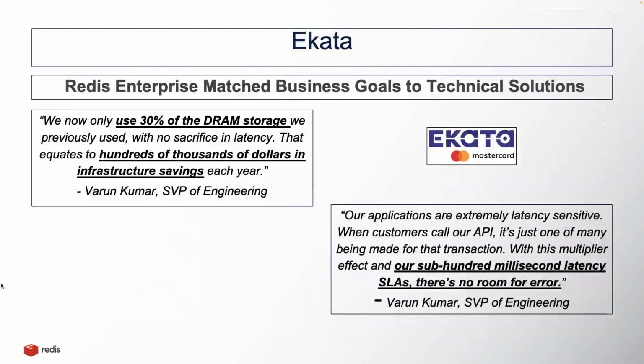Ekata is a great example of how Redis helped this company achieve their business goals with Redis solutions. These two quotes from the SVP of engineering, Varun, summarize how Redis directly addressed their business goals. Ekata has a sub-100 millisecond latency requirement, according to Varun Kumar. Redis on Flash reduced their RAM usage, thus saving them money while meeting their strict latency requirements.